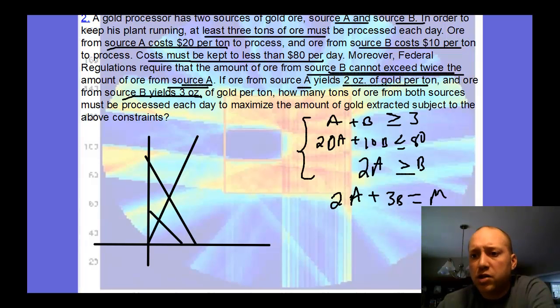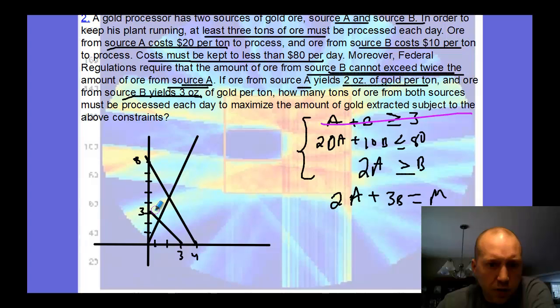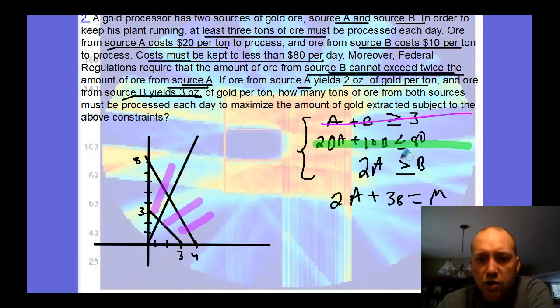So now let's sketch this, and I already have the graph kind of done for time. A plus B is greater than or equal to 3. That's just going to be this equation here, and we're going to shade above that. You test a point to see what side you'll shade. We look at 20A plus 10B less than or equal to 80, so now you're shading below this one here. So you see we're looking at this region between these two lines.